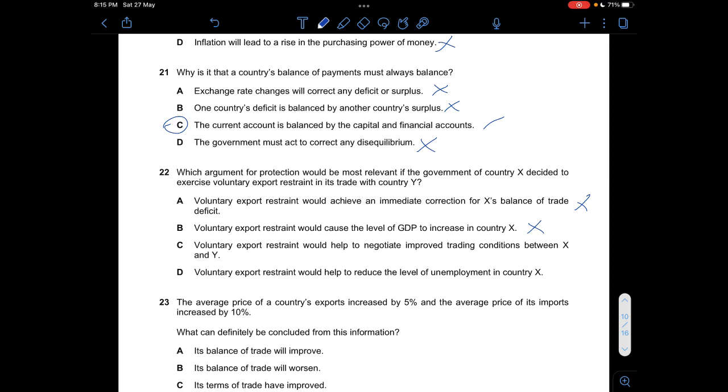C says voluntary export restraint will help to negotiate improved trading conditions, which is correct, because maybe country Y is in an economic downturn, so they probably need to reduce the exports to the country. So yes, it does help to negotiate improved trading conditions. D says voluntary export restraint will help to reduce the level of unemployment, which is not correct, because if you decrease your exports, it will decrease your AD, and then unemployment will increase because of fewer jobs. Answer is C.